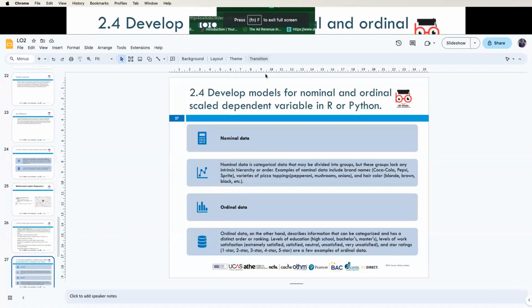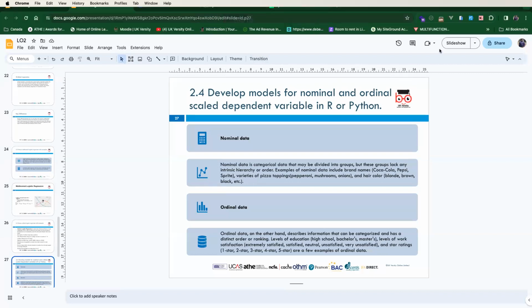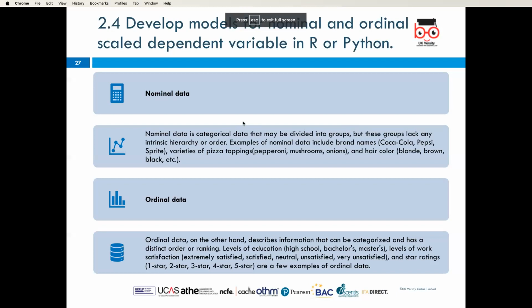So right here, we see how to develop models for nominal and ordinal scaled dependent variables in R or Python. So we have nominal data. Nominal data is categorical data that may be divided into groups, but these groups lack any intrinsic hierarchy or order. Examples of nominal data include brand names like Coca-Cola, Pepsi, Sprite, varieties of pizza toppings: pepperoni, mushrooms, onions, and hair color. Hair color, which includes blonde, brown, black, etc.